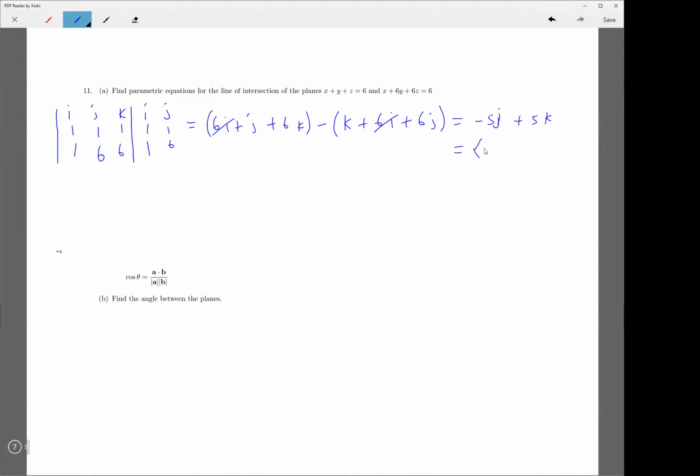And we're only interested in the direction, so let's divide by 5. Divide by 5, so we have 0, -1, 1. Okay, so that's the direction vector. And then what you need to do is, so this is the direction vector.